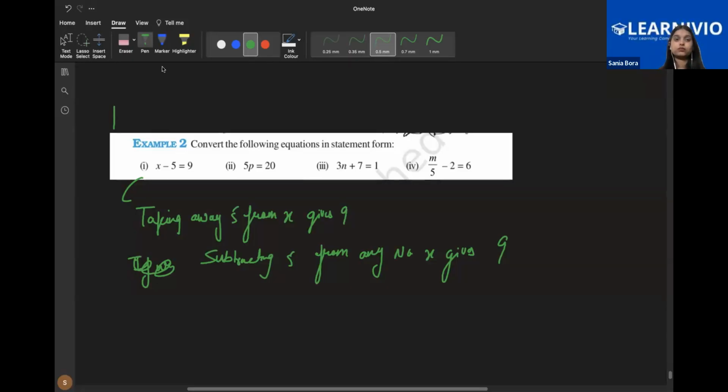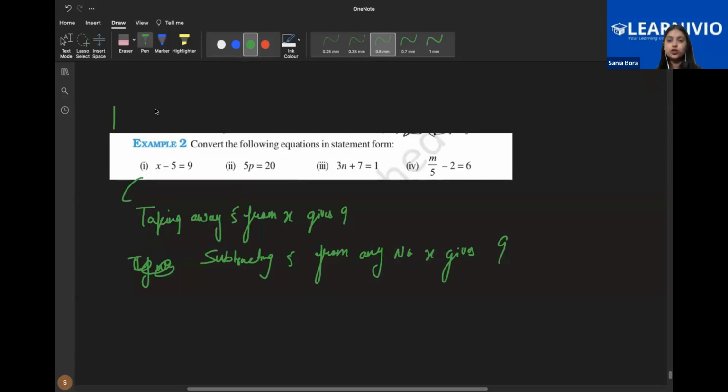Yes, ma'am, finished. Okay, tell me the answer. Ma'am, first one is taking away 5 from x gives 9. Second one is the product of 5 times p gives 20. And the third one is the sum of 3 times n and 7 gives 1. And the last one is the difference of 2 subtracted from m divided by 5 gives 6.